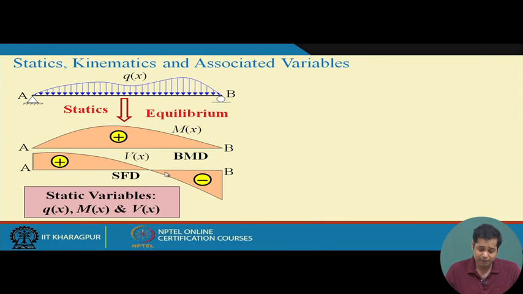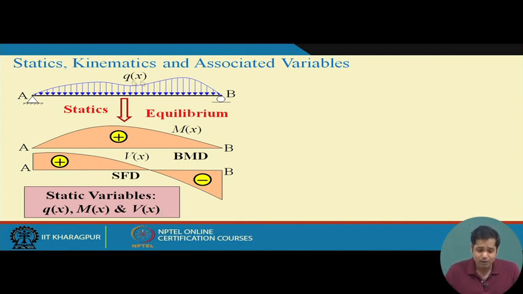The bending moment and shear force may also change with the length of the beam, but for a given beam and a given length, these are the parameters which can influence the bending moment and internal forces. So this entire step is statics. Our static variables are the intensity of the load, bending moment, and shear force.